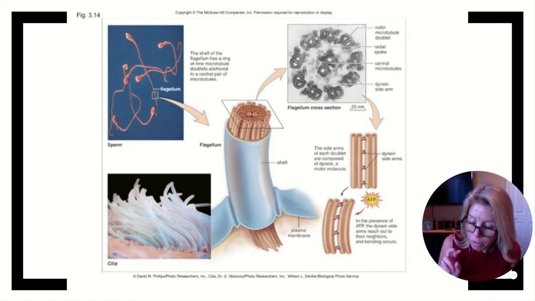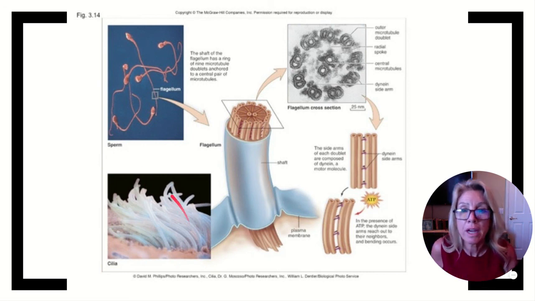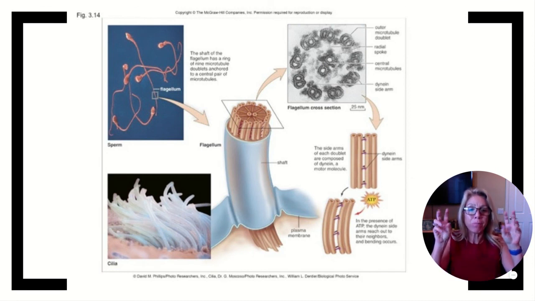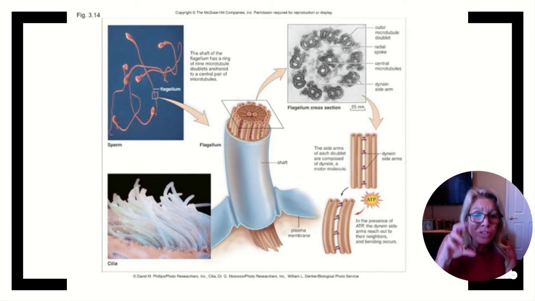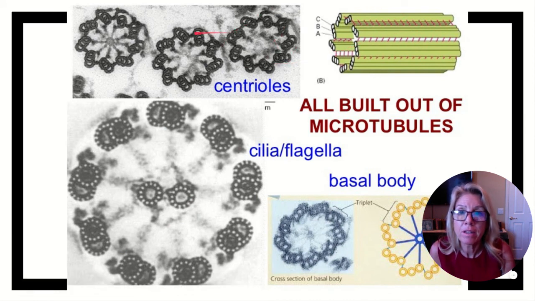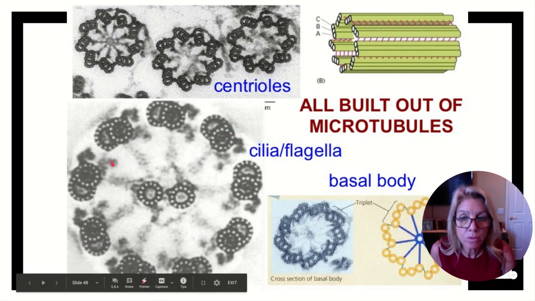And what I want you to write after movement is 9 doubles around 2 singles. So if you look right here, instead of triplets, it's 9 doubles of microtubules around 2 singles. And you can see that in this picture here. That's how cilium flagella are built. Now, what anchors cilium flagella is called a basal body, but basal bodies look just like little centrioles. So here's centrioles, 9 groups of 3. Here are what cilium flagella are made out of, 9 groups of 2 and 2 singles.